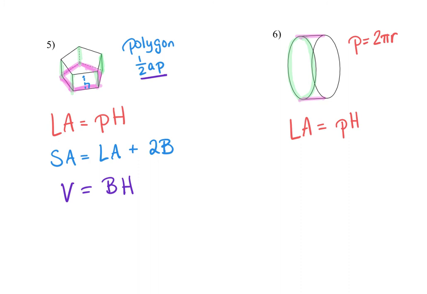Surface area is also the same for a circle. Surface area is your lateral area, and you have two circles, so you have two bases. You do have to know the formula for the area of a circle. For a circle, the formula is pi r squared for that area. Pi r squared. Some of you did that for circumference. All right, pi r squared.